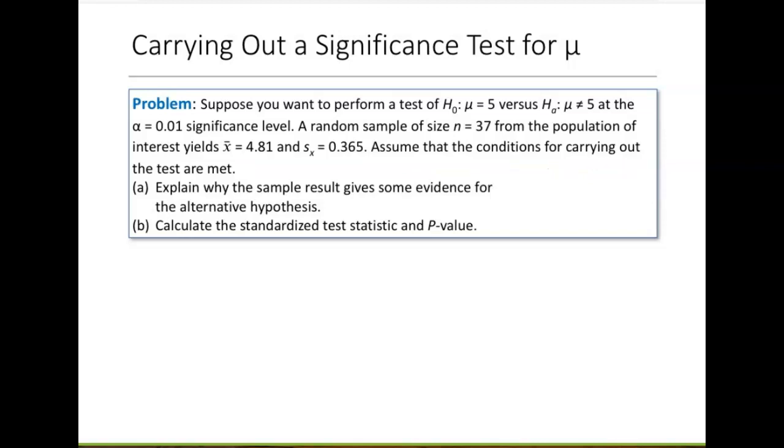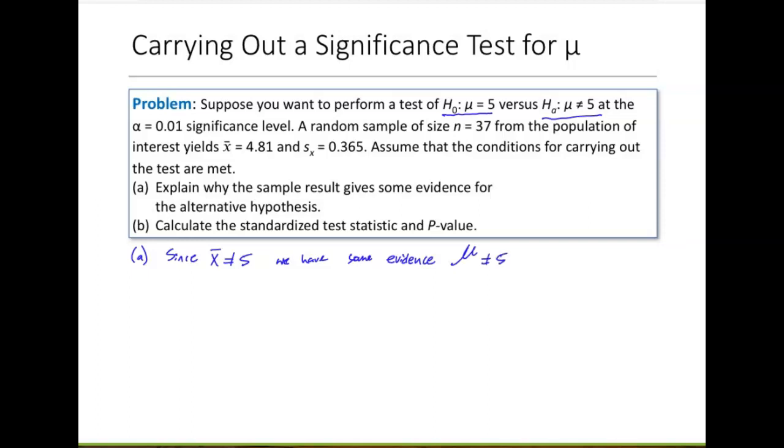Okay, so what I want you guys to do, take a look at our hypotheses. The null hypothesis is that mu equals 5. The alternative is that mu does not equal 5. Why does our sample result give some evidence for the alternative? What does our sample mean? And what's our alternative? Okay, so pretty concise answer. Why does our sample give some evidence for our alternative? Since x bar does not equal 5, we have some evidence that the true mean, which is mu, is not equal to 5, right?